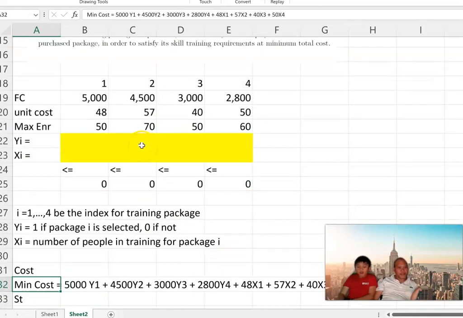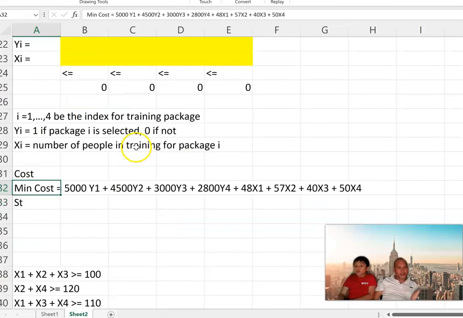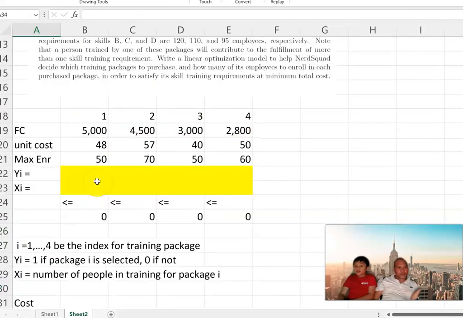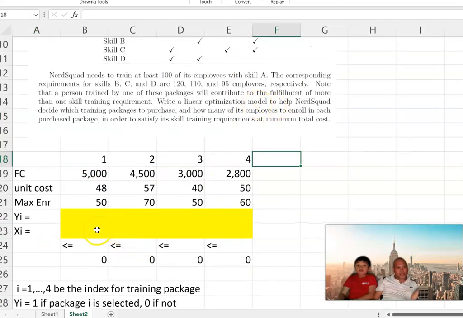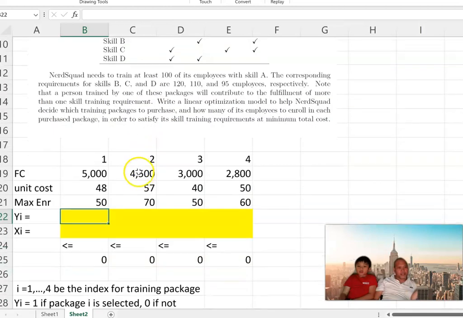The first thing is we are going to develop the common sense constraints. The common sense constraint here is that if xi is 0, yi must be 0. If you're not going to have a trainee on package 1, then you're not going to offer package 1 altogether. That will make you avoid the fixed cost.